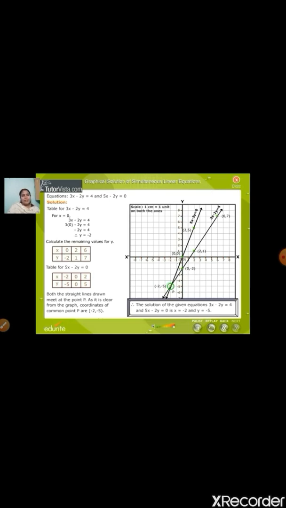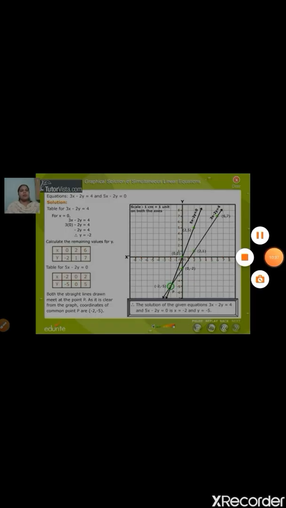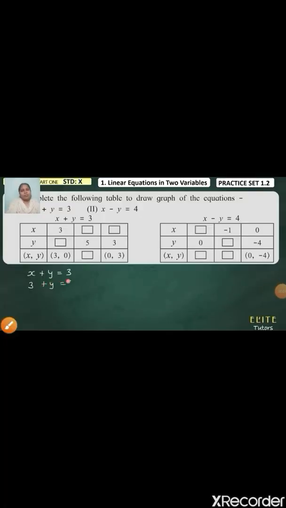These two lines will intersect at a point. That point of intersection is nothing but the solution of this given simultaneous equation. The x coordinate will give us the value of variable x, while the y coordinate will give us the value of variable y. Hence, the solution of the simultaneous equation can be found out by finding the point of intersection of these two lines. Now let us come to the first sum of the practice set 1.2.